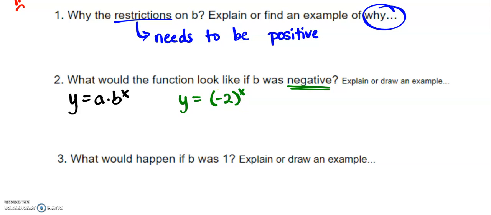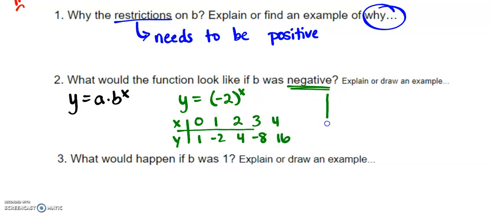Let's start to make a table of values for y equals -2 to the x. Well, x, y. Okay, so let's say I put in 0. Okay, remember that gets me out 1. Let's say I put in 1. Okay, -2 to the first is -2. Let's say I put in 2. Okay, that's positive. Let's say I put in 3. That'd be back to negative. And then I put in 4, that'd be positive again. Okay, so hopefully you're seeing this pattern where we'd be at like -2, and then we'd be up at 4, and then we'd be down at -8, and then we'd be up at 16.